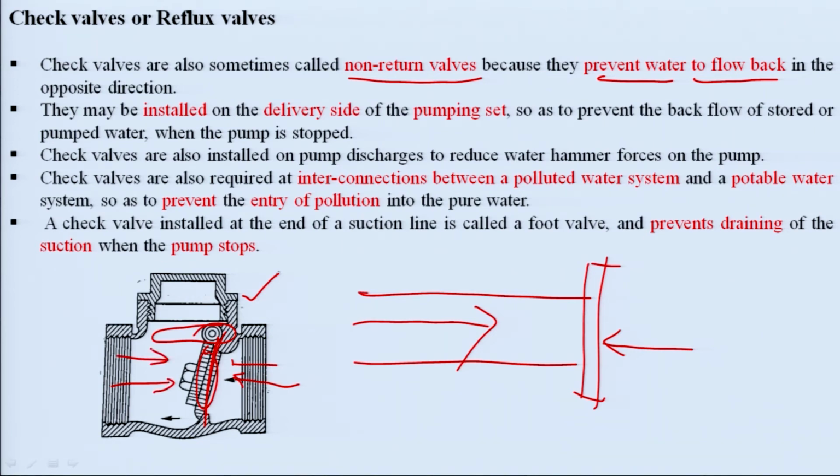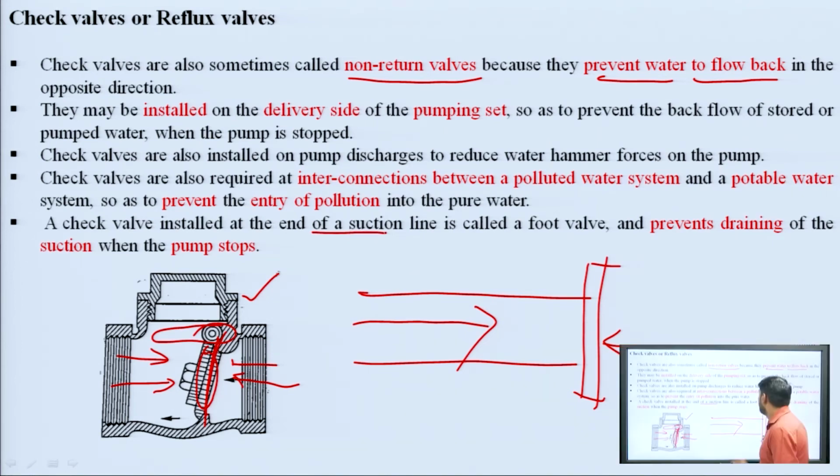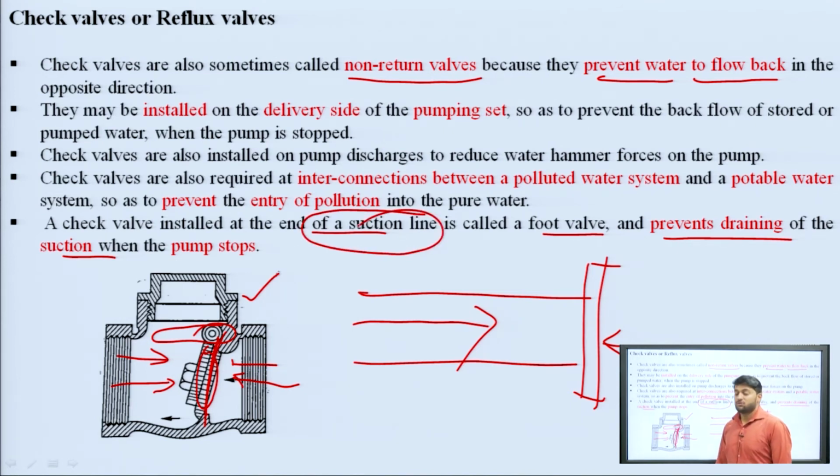So, this is used to prevent the entry of water in backward direction, and this check valve is installed at the end of the suction line. This type of valve, installed at the end of the suction line, is known as a foot valve, which prevents draining of the suction when the pump is stopped. During the operation of the pump there is a continuous flow of water, but when the pump is stopped, what will happen? The water in the suction end should remain as such. So, in order to retain it, there is also a provision of a reflex valve, and that reflex valve is also known as a foot valve.